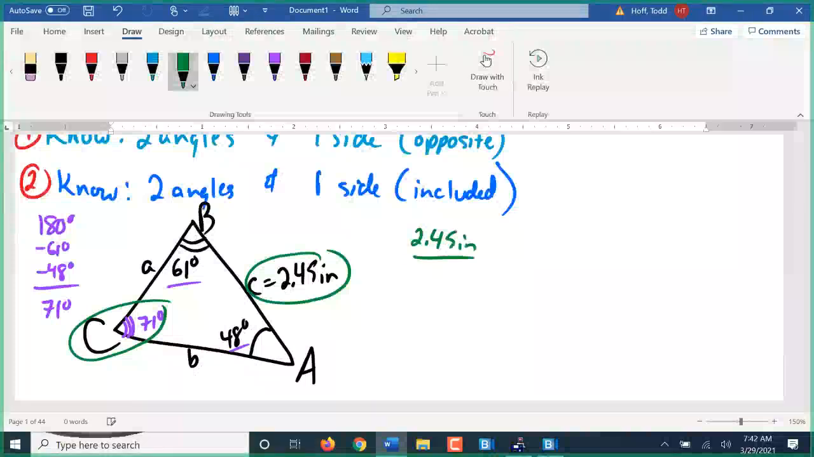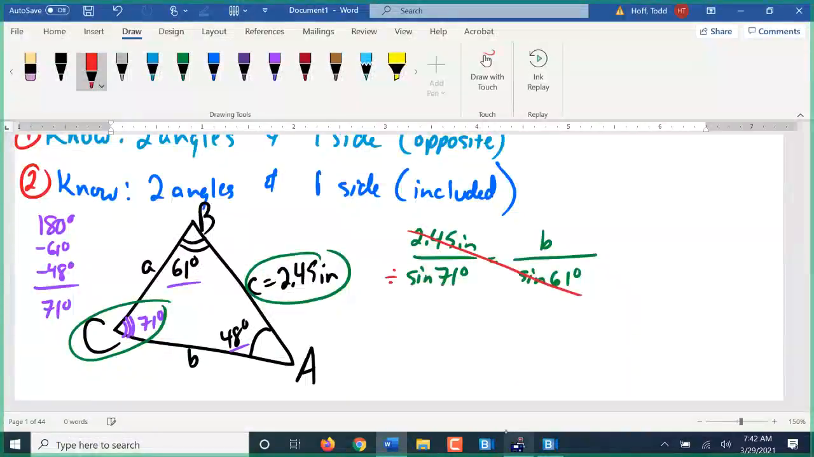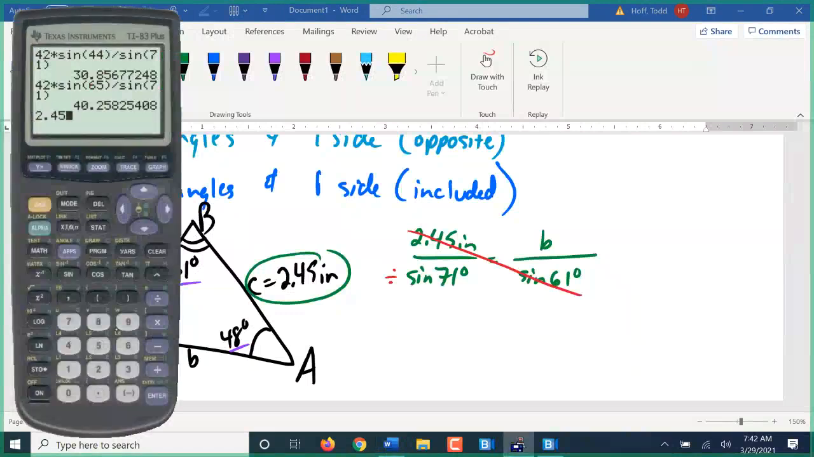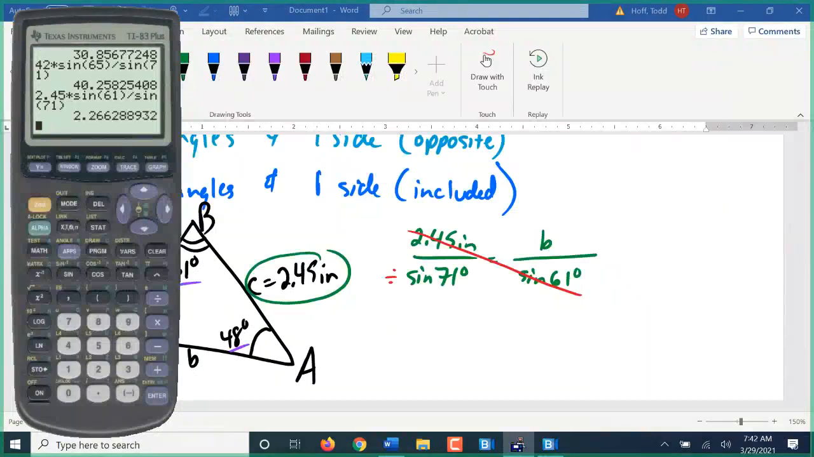0.45 inches over 71 degrees. Somebody pick an angle, 61 or 48. Minus 61 on bottom. Which side goes with that? So we will cross multiply and divide. 0.45 times the sine of 61. Again, make sure you close that parentheses. Divided by the sine of 71. 2.2663.